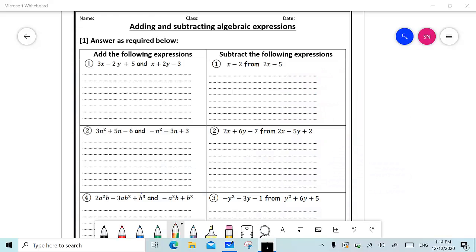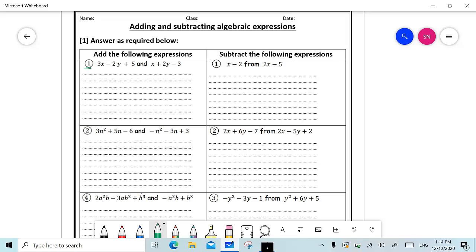In today's video, we are going to answer more examples on adding and subtracting algebraic expressions. So let's go now and begin with question number 1. Add the following expressions. I want to add 3x minus 2y plus 5 to x plus 2y minus 3.